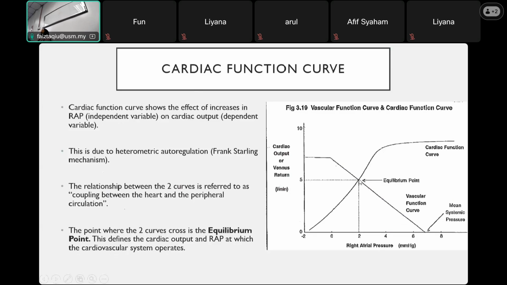Okay, good. So this is a favorite question in viva. So what is another name for this curve? Don't be surprised if they ask what is Guyton's curve. So this is the Guyton curve. Alright. It has the vascular function curve that we discussed earlier, as well as the cardiac function curve.